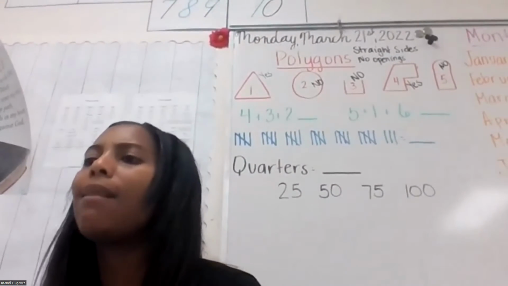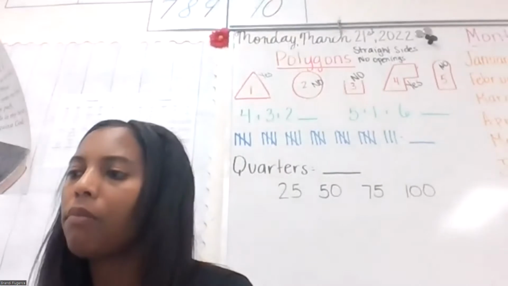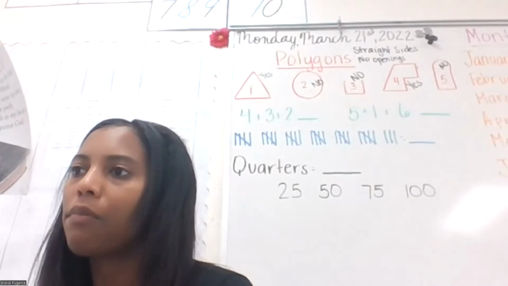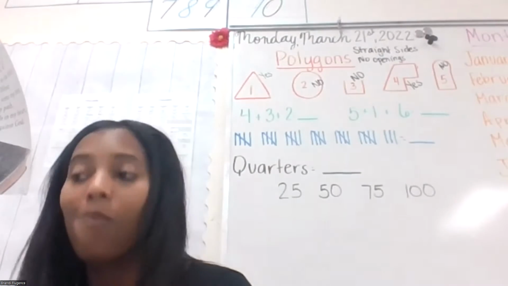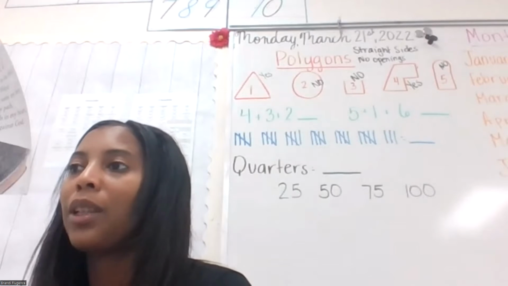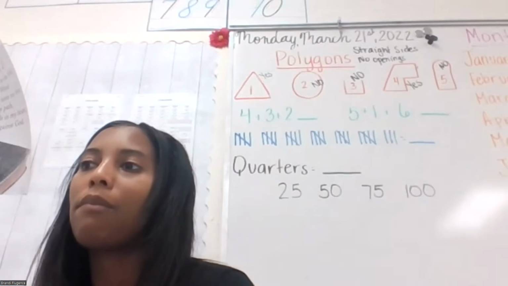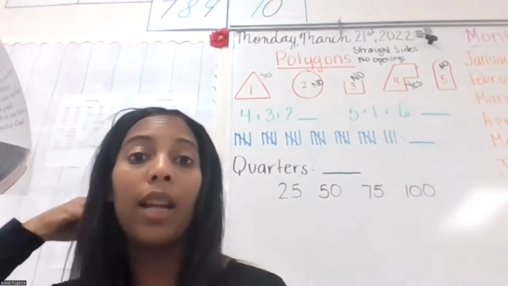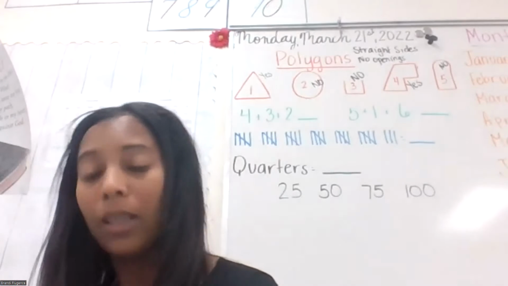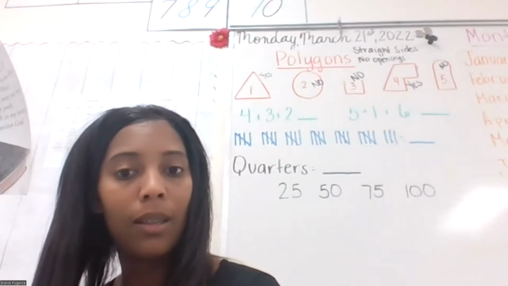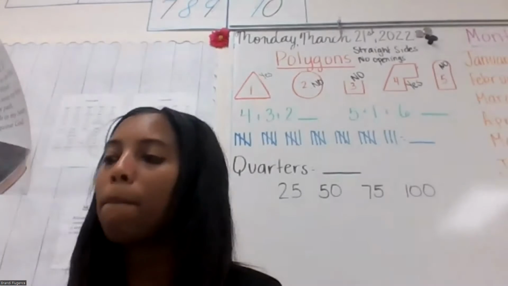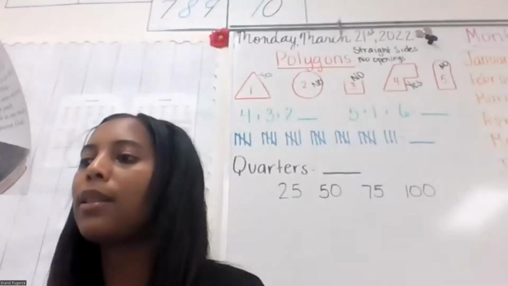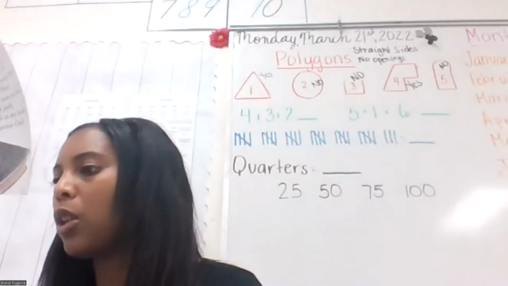All right, B. Let's count the sides. 1, 2, 3, 4, 5. Yes, it does have 5. So B, does it have 5 sides? Yes. Does it have straight sides? Yes. Does it have any openings? No. So then that means it's a polygon. So circle that one.